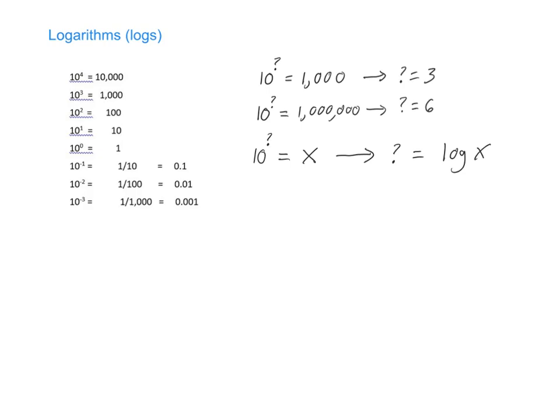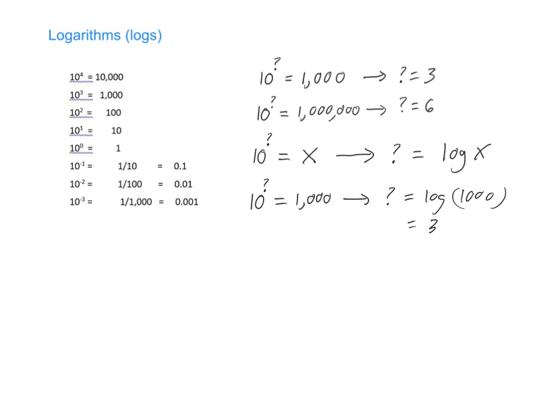Let me repeat that. You give me your favorite number x, and we want to know 10 raised to what power will give me your favorite number. And the answer is 10 raised to this power will give me the favorite number. So for example, if your favorite number is 1,000 and we ask the question 10 raised to what power will give me 1,000, then the answer is log of 1,000, which is the same thing as 3 because 10 raised to the third power gives me 1,000.